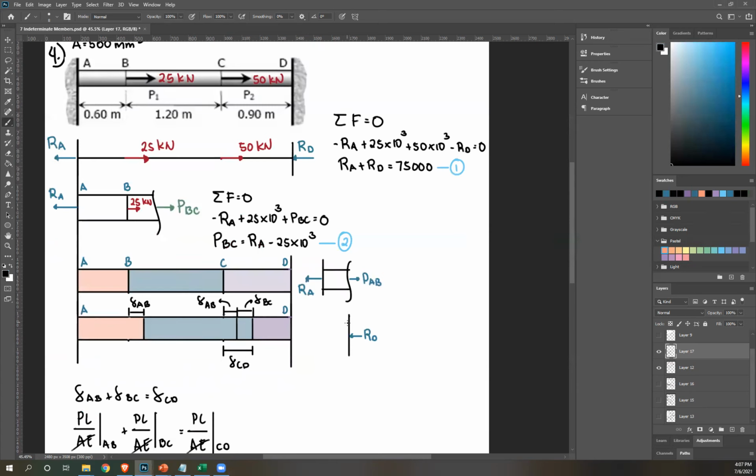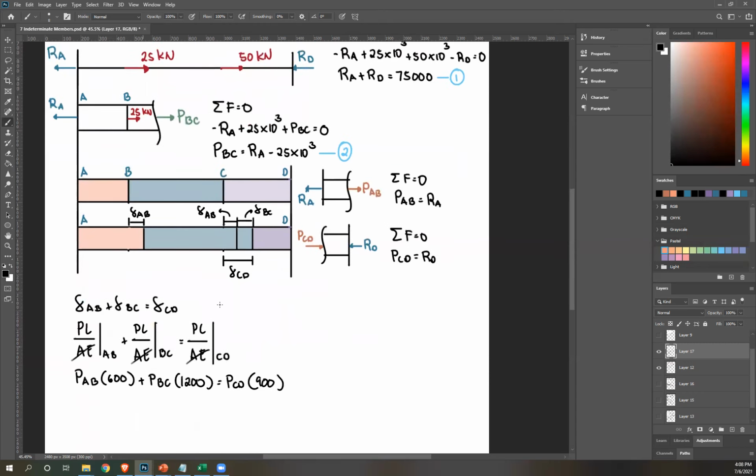Then cutting, cut isolate up here. Okay. You will get your internal force in segment CD. So PCD. Then from this equilibrium equation, summation of forces equals 0, you'll see that PAB is just actually RA. Same thing here, summation of forces equals 0. PCD is just equal to RD.